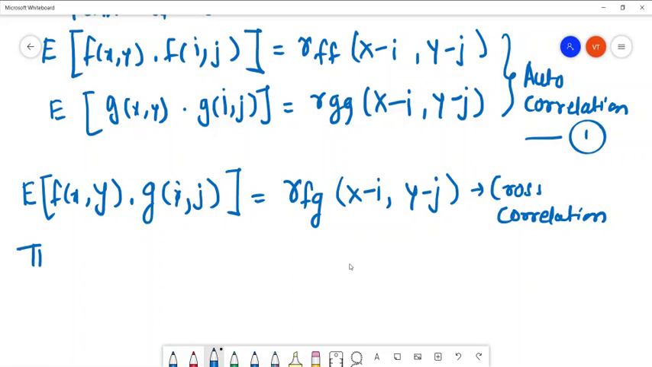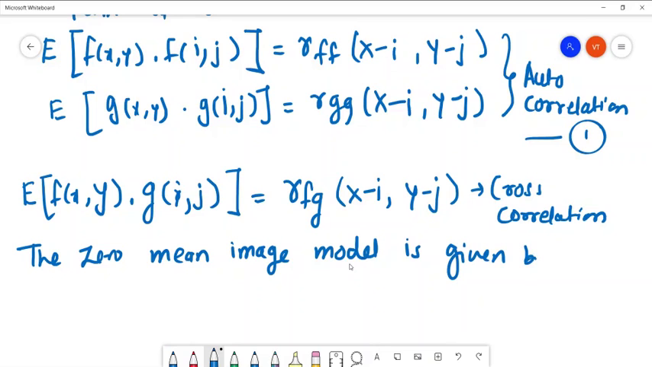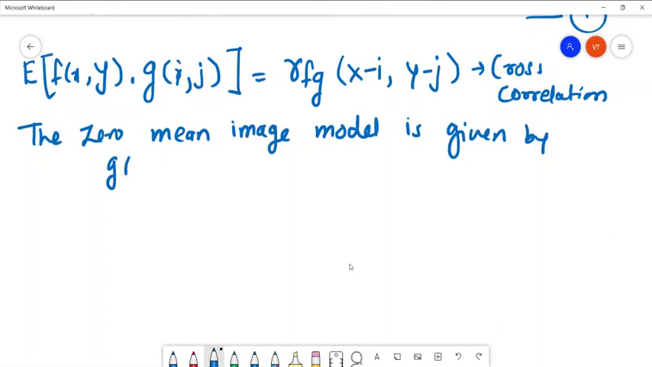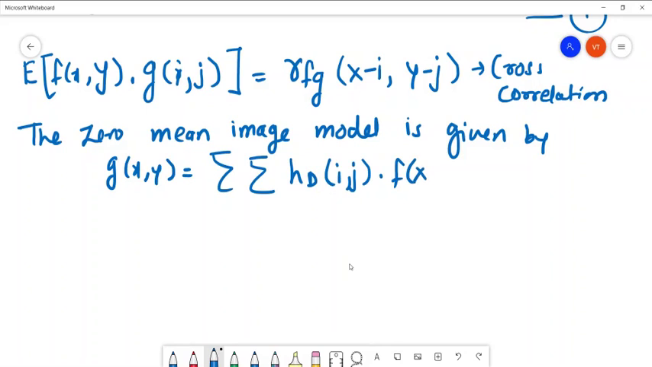Okay. So the zero mean image model is given by g of xy equal to the summation of hd, where hd is a degradation function, of i comma j times f of x minus i, y minus j. Okay, let's give this as equation 2, and this summation will be for i and for j.